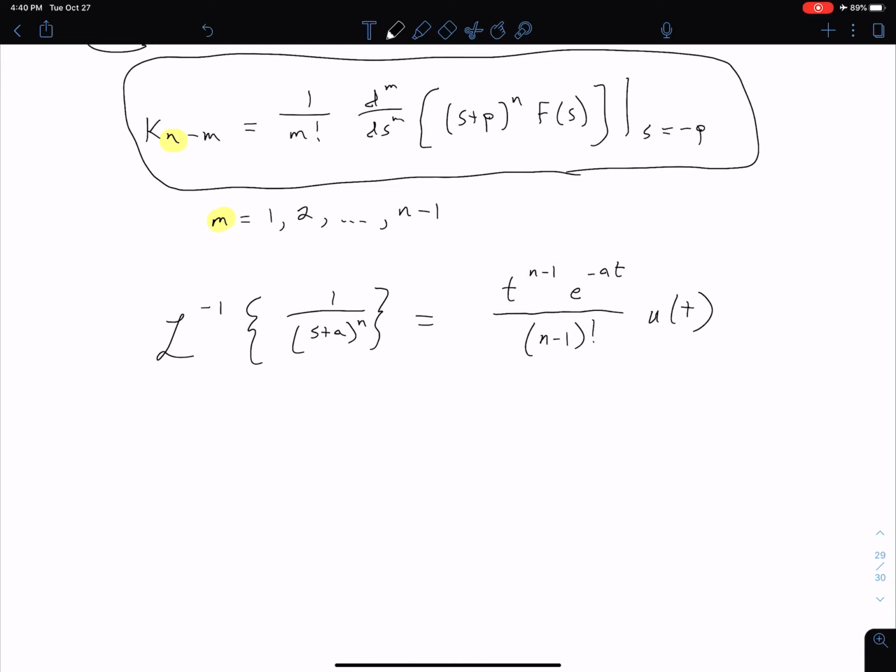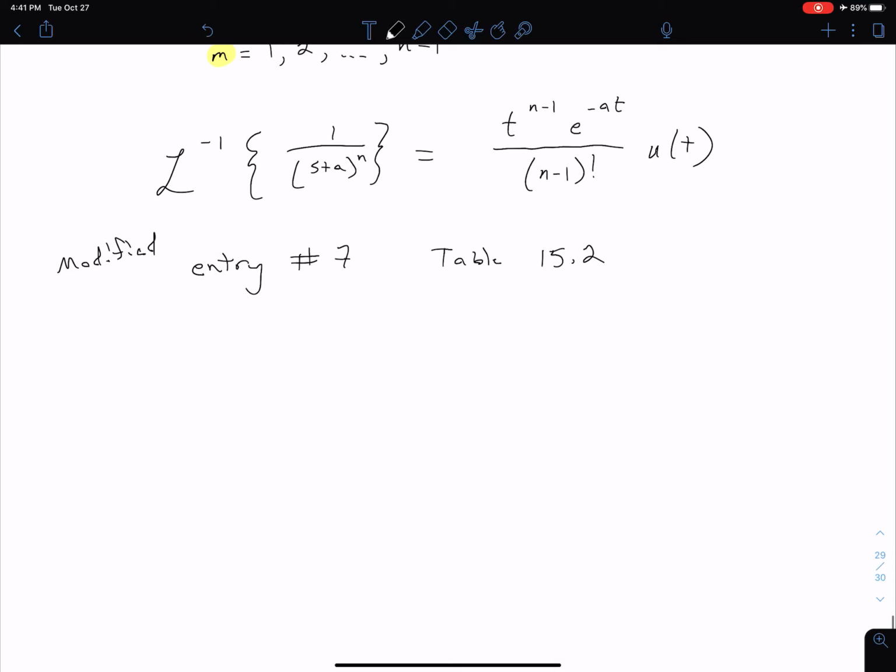Again, this is a slightly modified version of entry number 7 in the table in your book, which is in table 15.2 in the textbook. Just to write for clarity, this is a modified version of that entry. And so we can use this to give us a general form of our f of t where we can just plug in our k values.